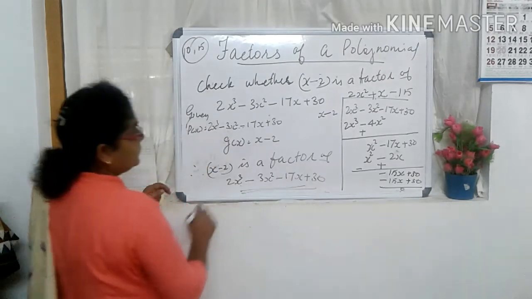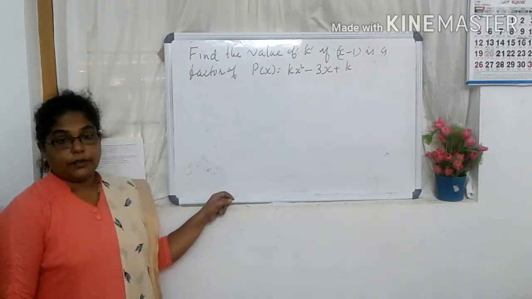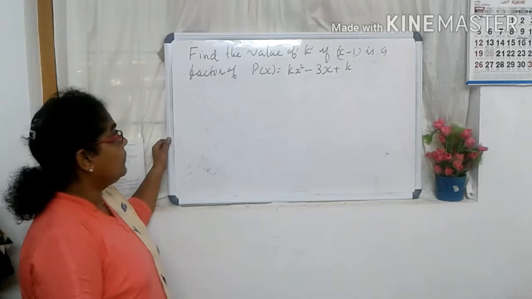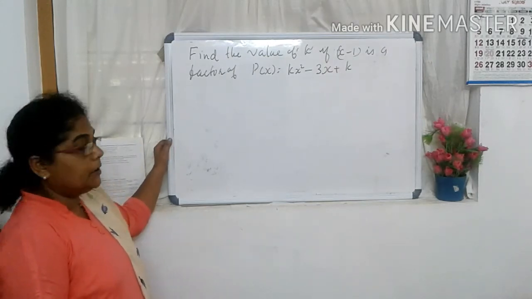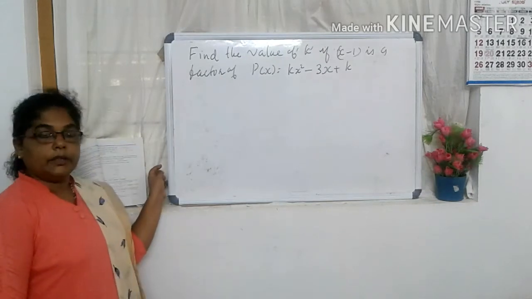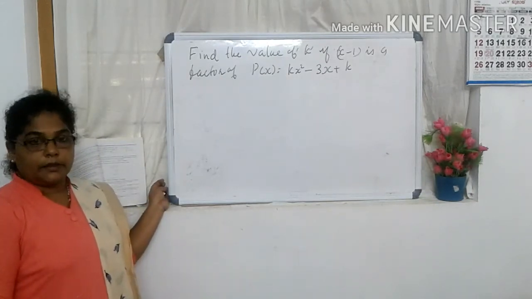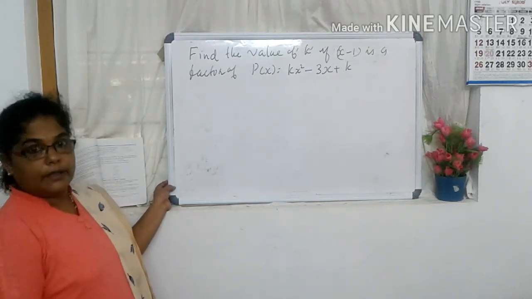Okay students, we can find one question. Find the value of k if x minus 1 is a factor of p of x. Two ways we can apply this. First one, the long division method. The second method, applying the factor theorem. Both we have to apply here. Both methods we are learning.